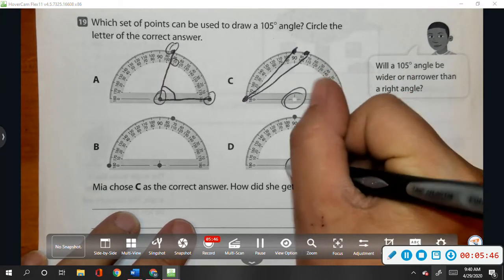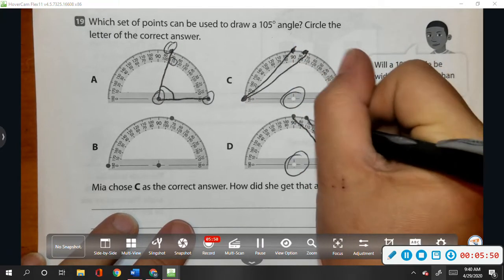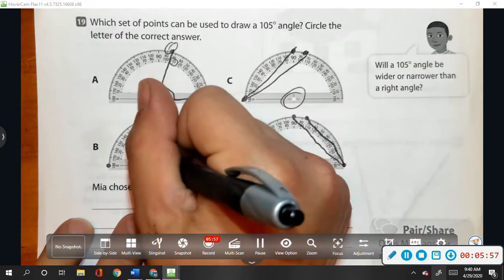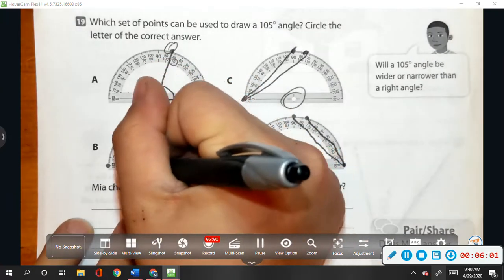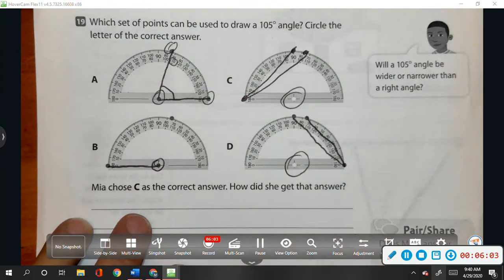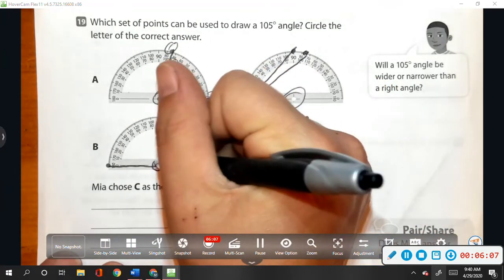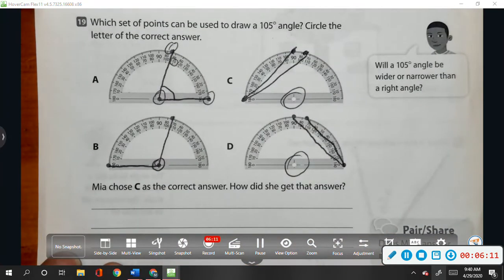D looks like it has the same problem. D is not lined up with our vertex. So the angle that we draw is really off and really not right at all. B, there's our vertex right there in the center. We have a ray going out to 180 degrees or 0. And then look at that. That's our 105 degree angle. So we're going to take B.